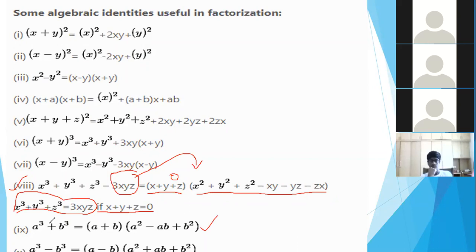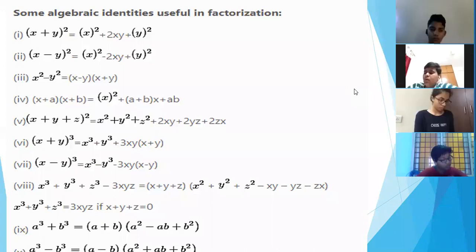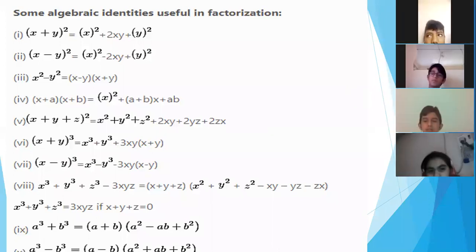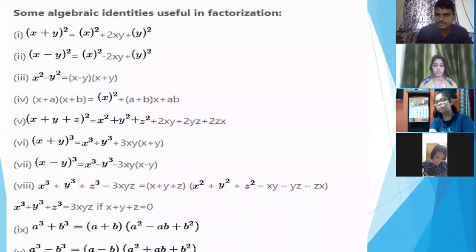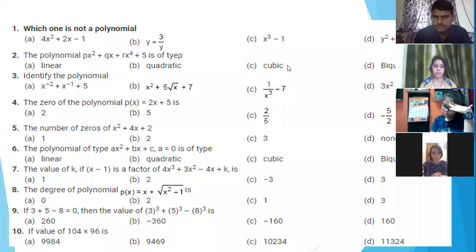Shivina. a³ + b³ = (a + b)(a² - ab + b²). Very good. Last. Can you see? Shall I read? a³ - b³ = (a - b)(a² + ab + b²). These are all the identities. Based on these identities, you will get one or two or three sums. So, now, start doing, children.